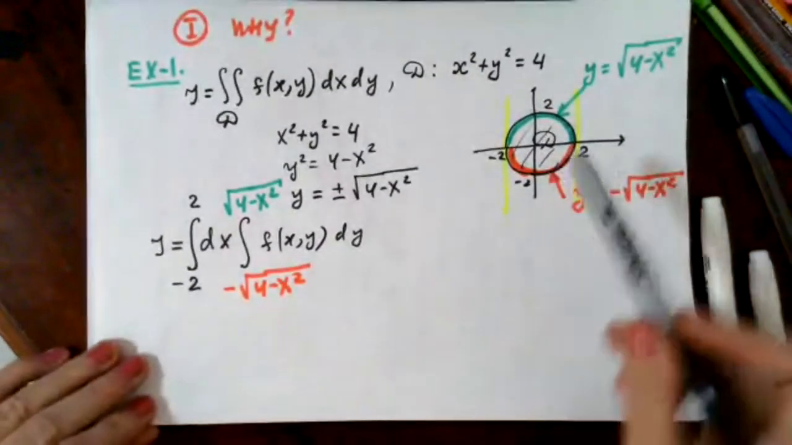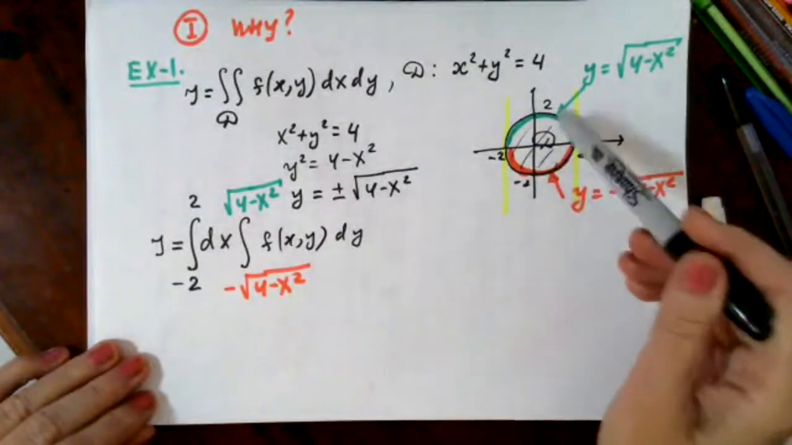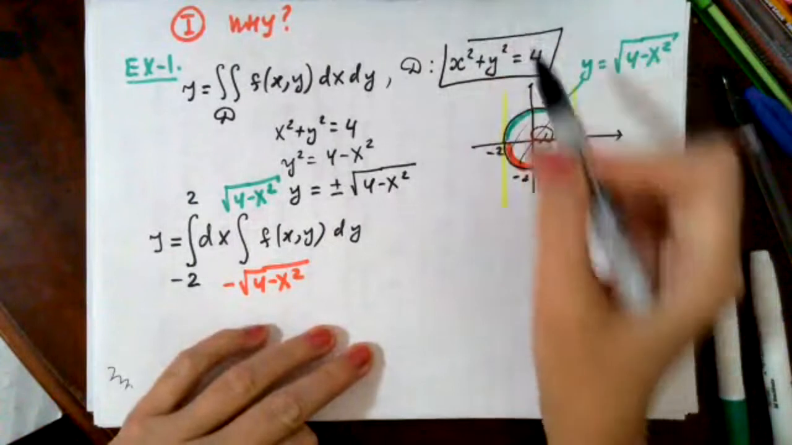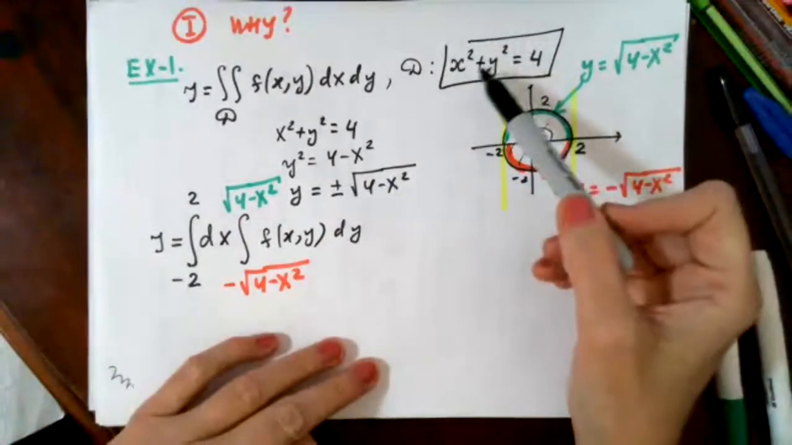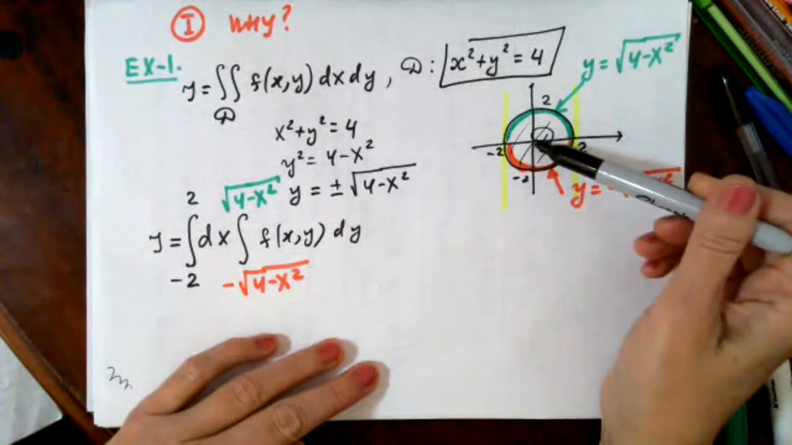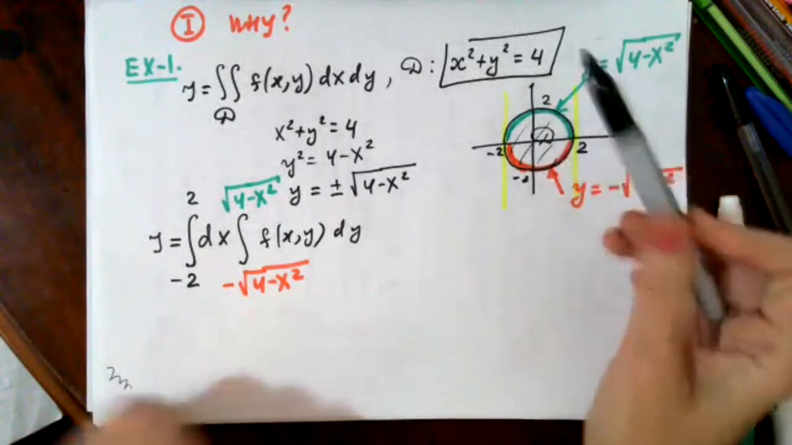This was relatively easy because this is a very nice circle. The equation of the circle has this form. It means that the center of the circle is in the origin 0, 0. And this was relatively easy.